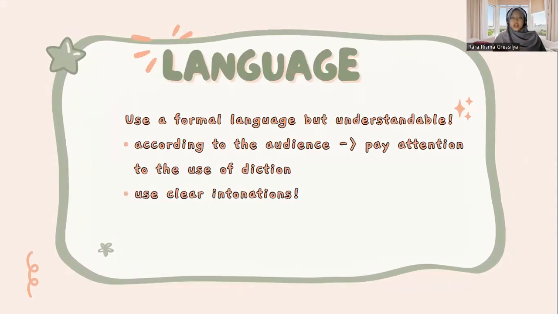Here, the use of language in a presentation is we have to use a formal language and try not to use slang words because we want to make an effective academic presentation. The use of language here must be considered and we have to pay attention to it. There are 2 notes here. That is, we must use a formal language but easy to understand. Then the choice of diction in conveying must be adjusted to the audience present. And the second is when delivering a material or a topic, we have to use a clear intonation so that the audience will understand what we say or what we discuss.